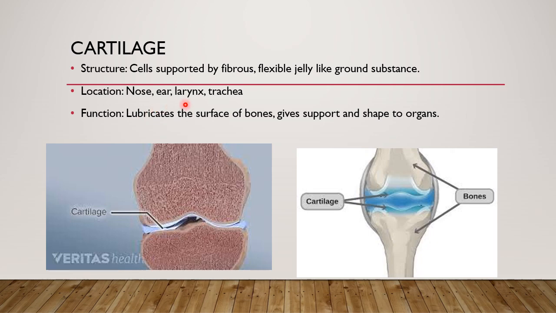The location: nose, ear, larynx, that is your voice box, and trachea. Then function: it lubricates the surface of bone. Between two bones you will have the cartilage, which gives lubrication so that your bones don't wear out. Imagine how you have to put oil on your doors when they start making noise. The same way the cartilage is there, so the bones don't rub against each other causing friction. This cartilage also helps in giving support and shape to the organs.